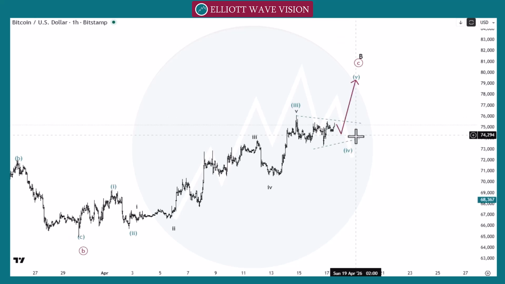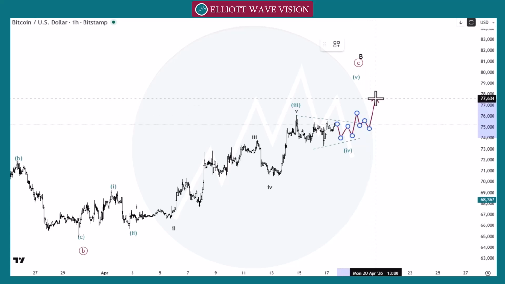First high above level A, B and C. Like if this is the triangle, we need to wait for this move as A, B, C, D and E. Then first high above level A, B and C. Then we will go towards the 78 or 80.